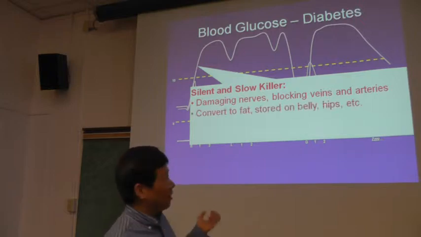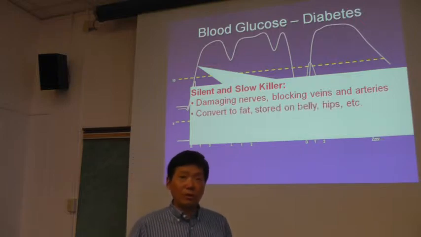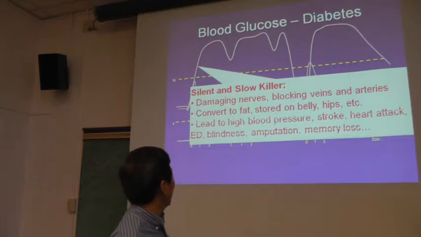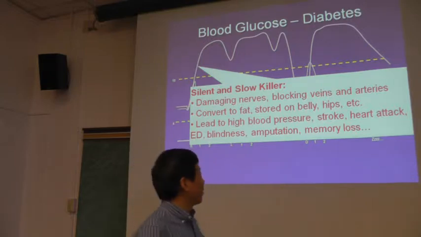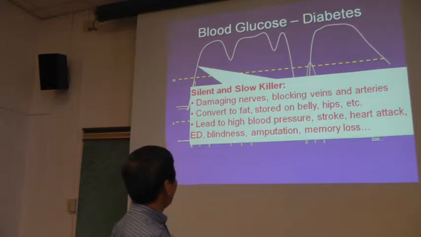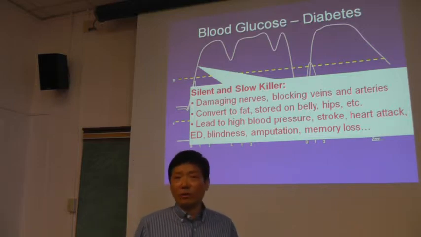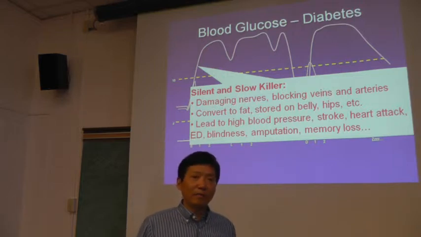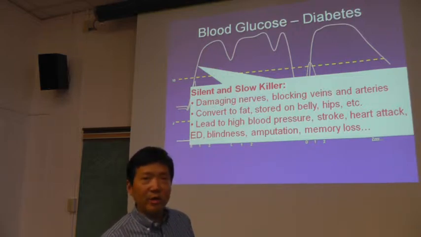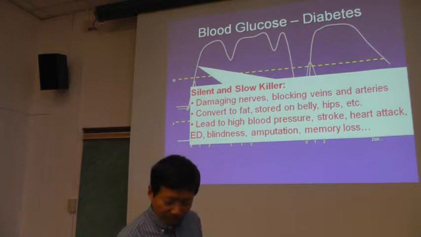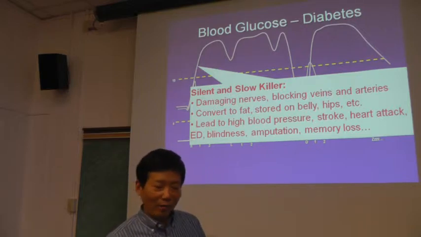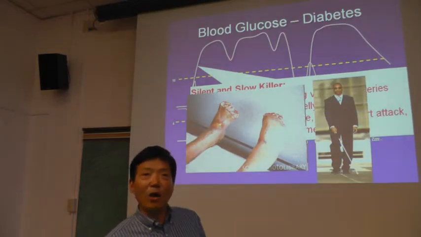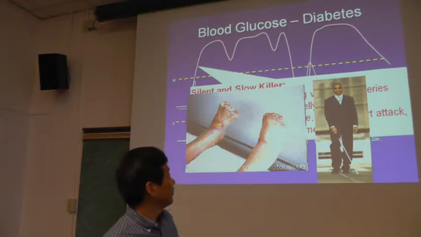It will convert the extra glucose in the blood into fat, so it's stored in the belly and hips. And it will lead to high blood pressure, stroke, heart attack, ED, blindness, amputation, memory loss, etc. Maybe over 5 to 10 years of time. But until then, it's too late. So it's really a very serious issue, and it's a silent slow killer. I have some gruesome pictures, so if you have a weak mind, look away. For example, amputation and blindness are complications of diabetes.